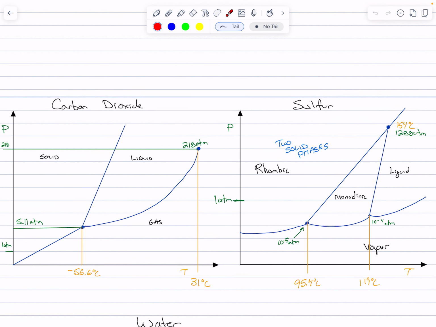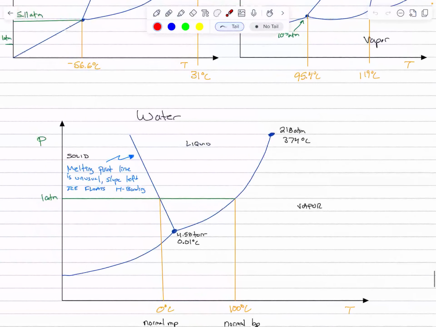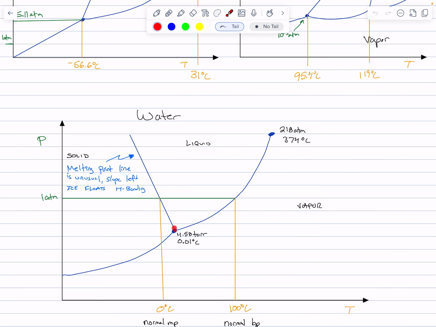Now, if you look at these, they look somewhat similar, somewhat different in the fact that sulfur has 2 triple points. We look at water. Water is big time different. And the big time difference is the melting point line. It's got a negative slope, it's to the left. Well, what does that mean? Because water hydrogen bonds, when water hydrogen bonds, just like anything that hydrogen bonds, it becomes less dense. It expands when it freezes. Water does this, methanol will do this, ethanol will do this, things that hydrogen bond do this. Which means ice will float. It's kind of fun.